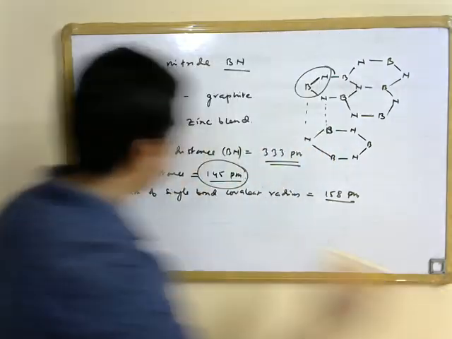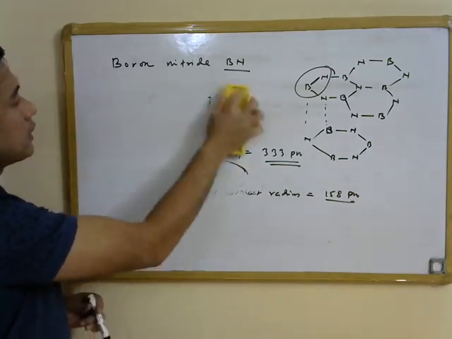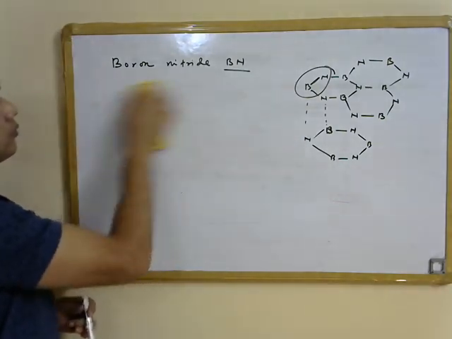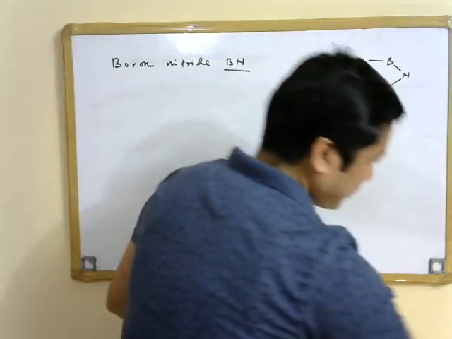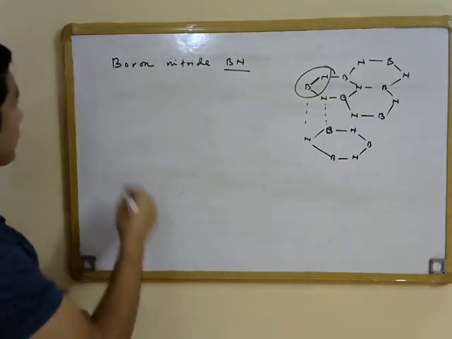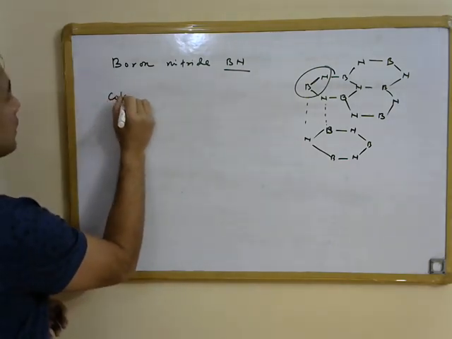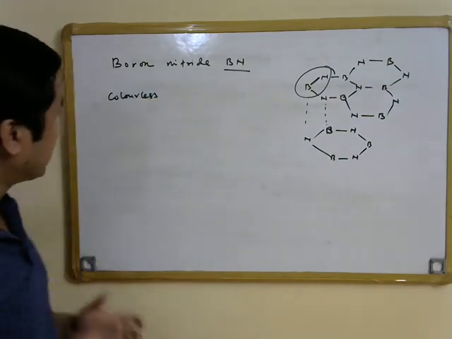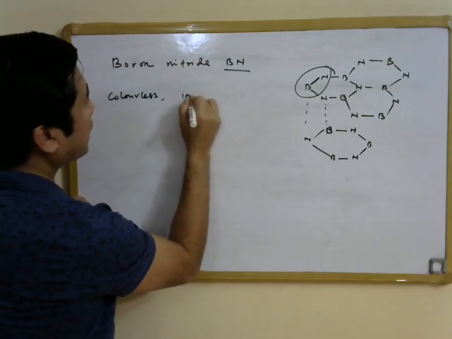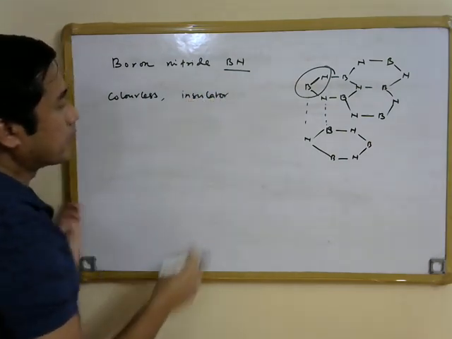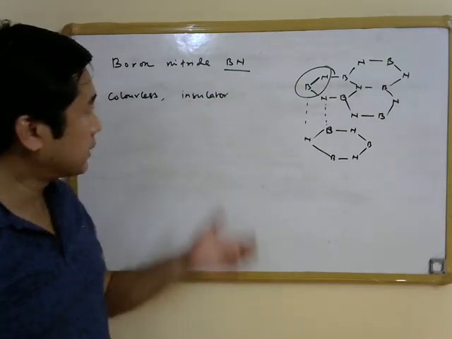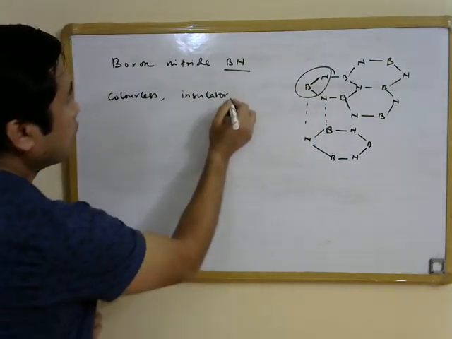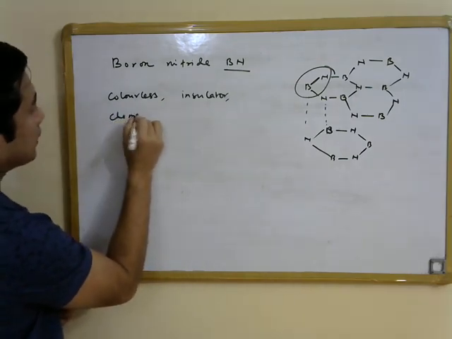But if we look at the chemical behavior of hexagonal boron nitride, what we will find is that this is colorless, unlike graphite, which is colored. Also, it is an insulator, while graphite is a good conductor of electricity, but boron nitride itself is an insulator, and also it is chemically inert.